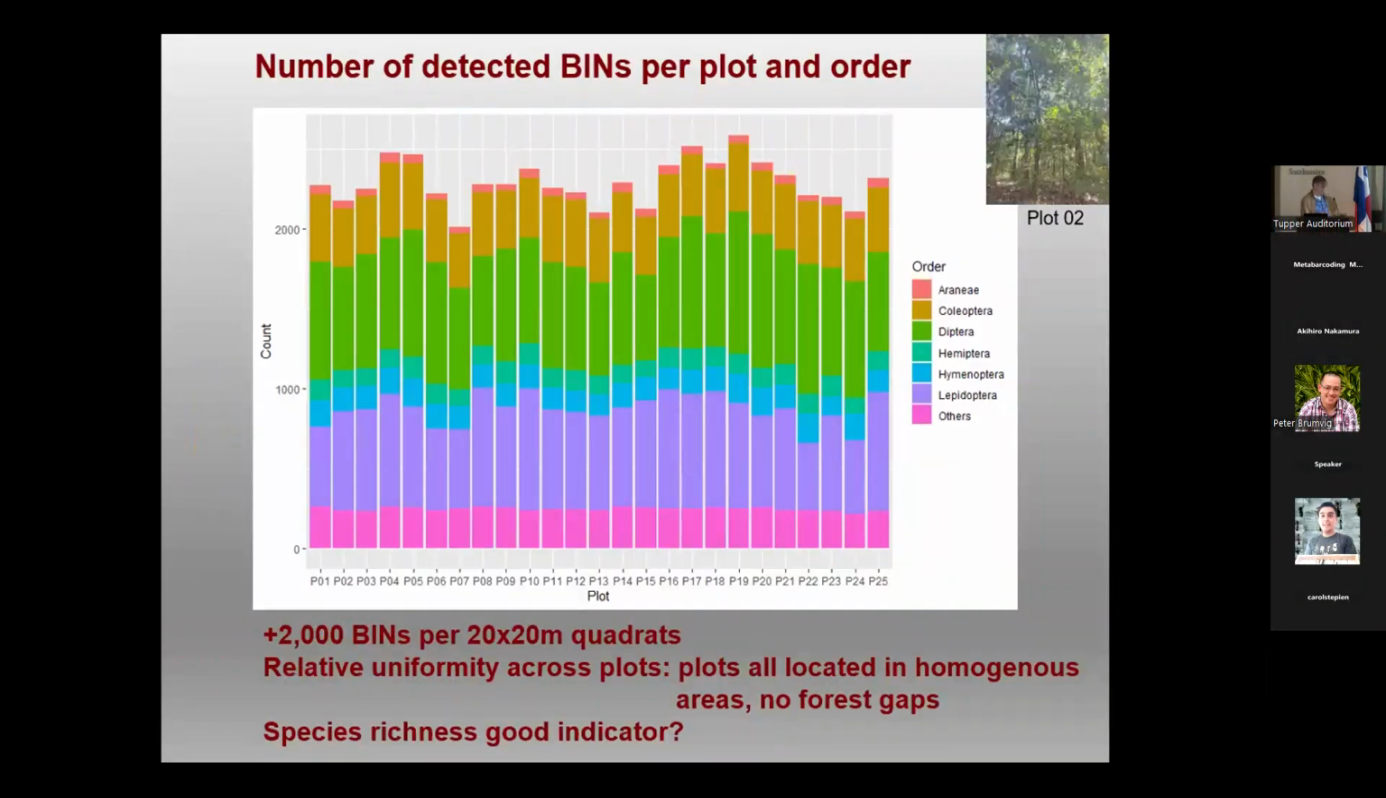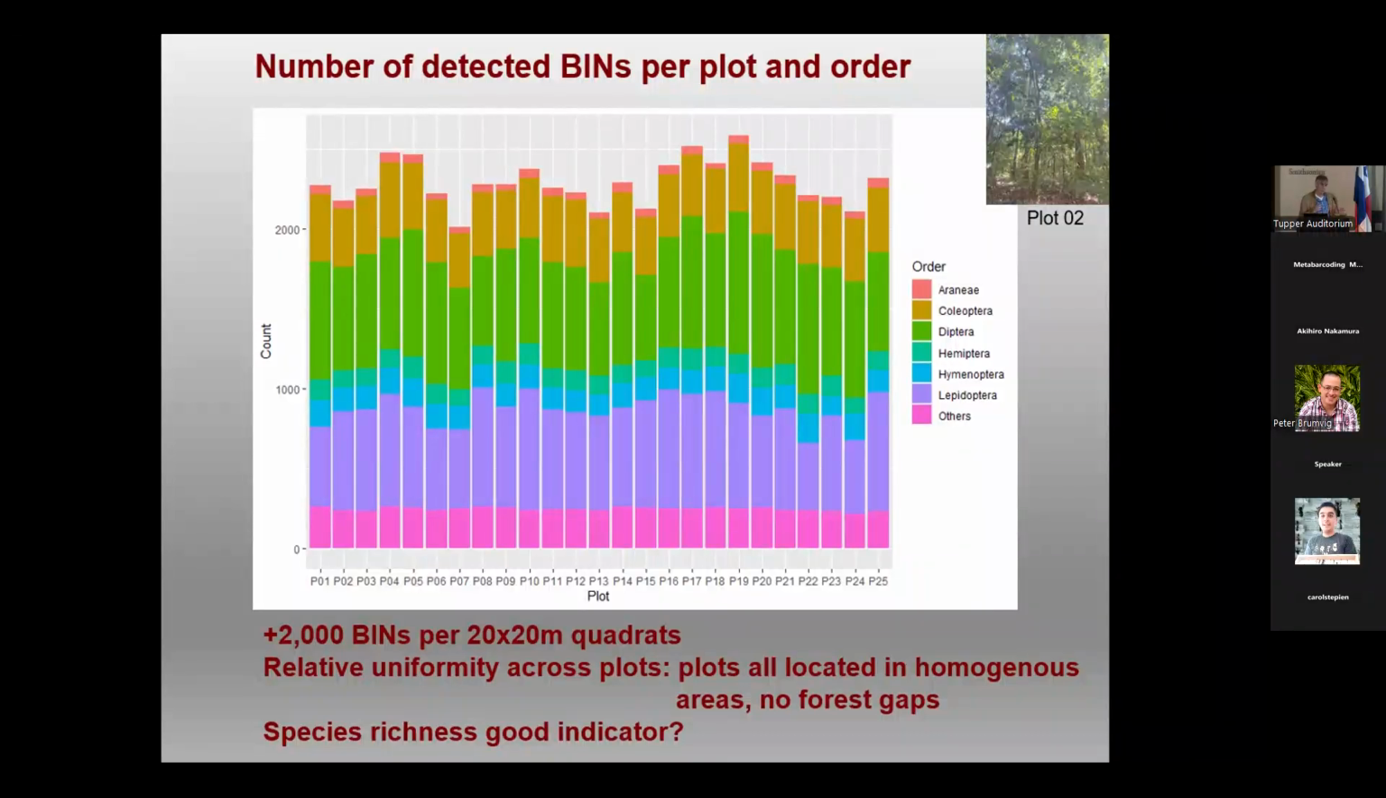If we look now at the distribution of the same orders for the 25 plots, overall we have about 2,000 species. So it's quite interesting that in a small plot, 20 by 20 meters, you can already have 2,000 species of arthropods. That's quite interesting in itself. But what you can see is that there is a relative uniformity in the number of BINs in each plot, so there are not too many differences between the plots. This can be explained by the fact that we wanted the data to be representative of an old growth forest, so we avoided any kind of large forest gap.